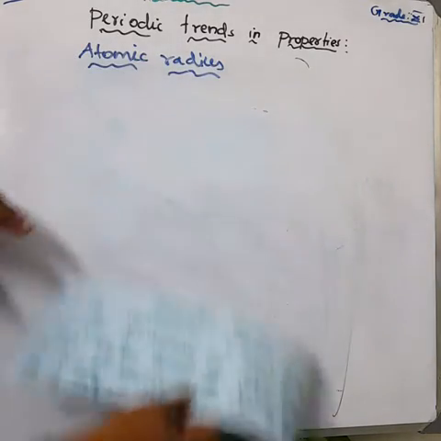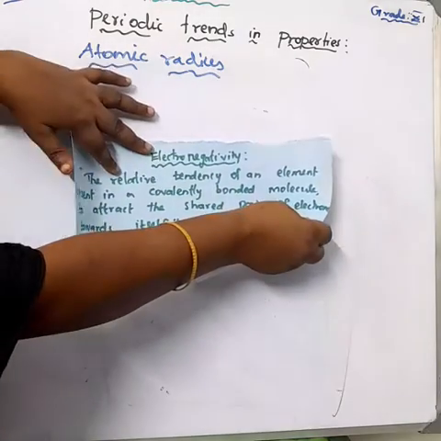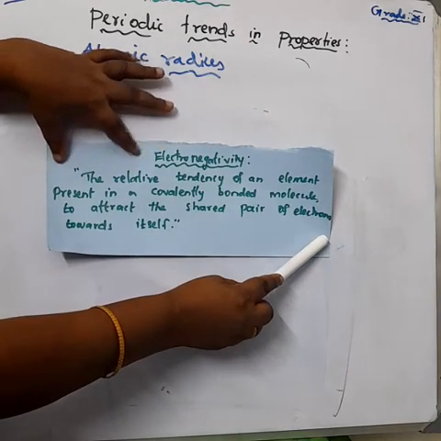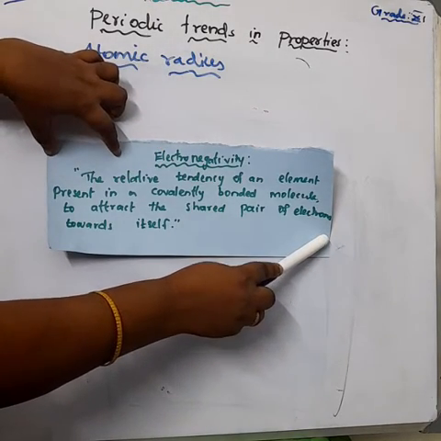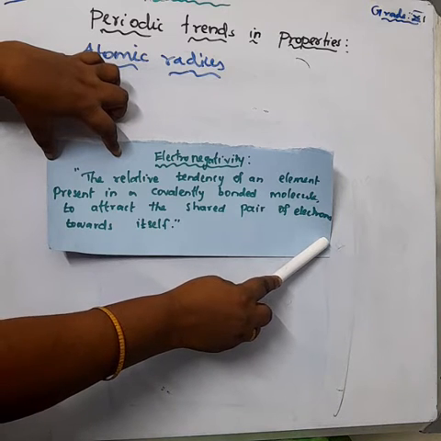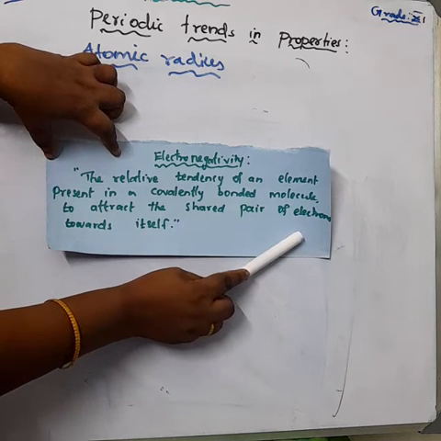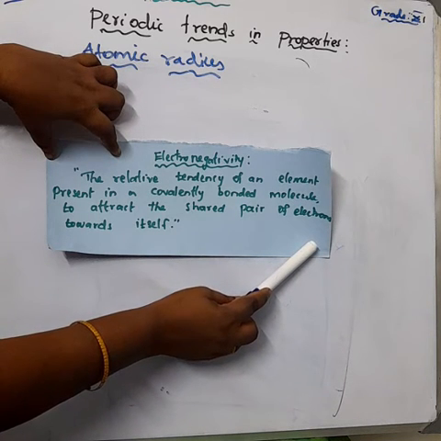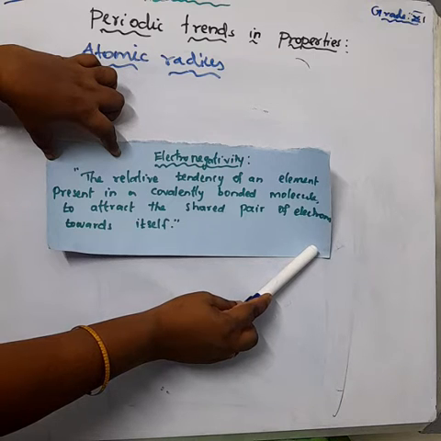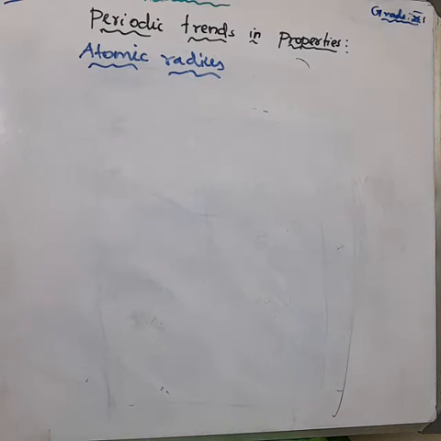And the last one, electronegativity. What do you mean by electronegativity? It is defined as the relative tendency of an element present in a covalently bonded molecule to attract the shared pair of electrons towards itself. That is called electronegativity. Understood?